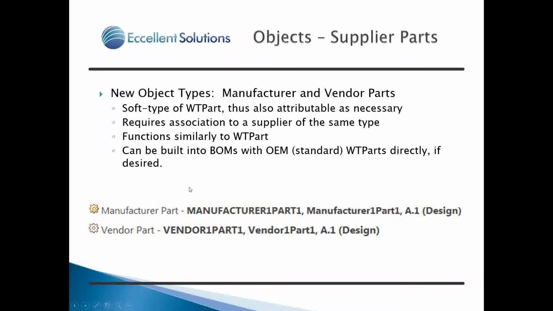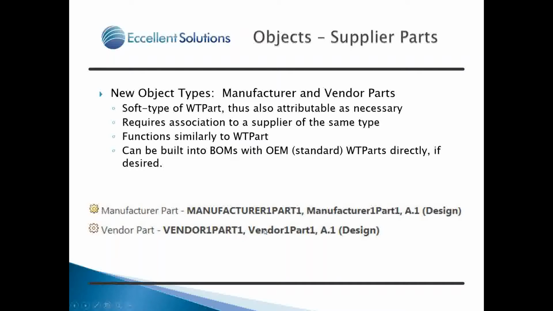The other new object that's mainly used with Suma is something known as supplier parts. Again, like the supplier object type, supplier parts also have two subtypes called manufacturer parts and vendor parts. And these are the objects that actually create business data within Windchill. Since the manufacturer and vendor parts are soft types of the WT part, it functions pretty much the same way that the WT part does. You can create additional attributes on them and pretty much do anything you do with regular WT parts. In order to create a manufacturer or vendor part, you have to associate it to a supplier of the same type. So manufacturer parts have to be associated to a manufacturer and vendor parts to a vendor.